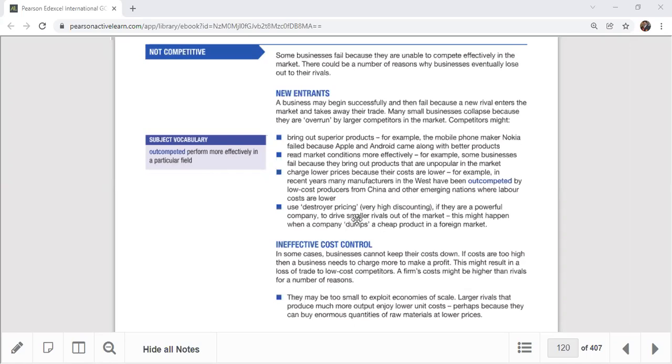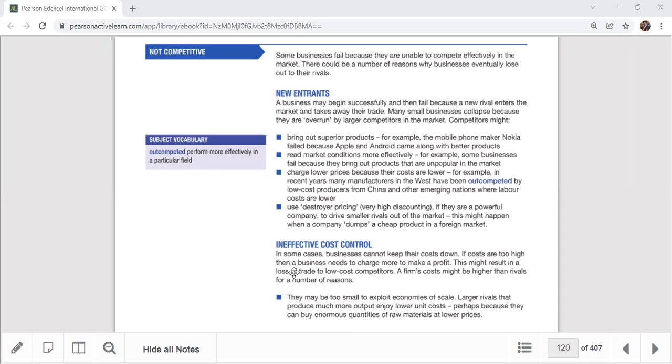Destroyer pricing strategy. Therefore, new entrants are always causing you some trouble, right? Sometimes by giving superior products, sometimes they read your market conditions very well, and they give a very good product, charge lower prices than you, and also use destroyer pricing.